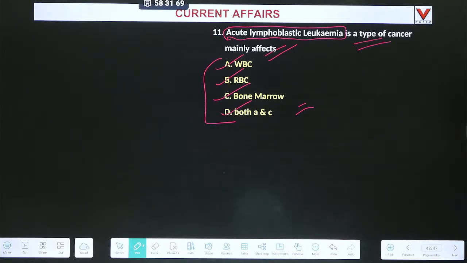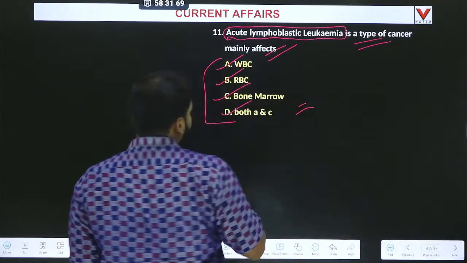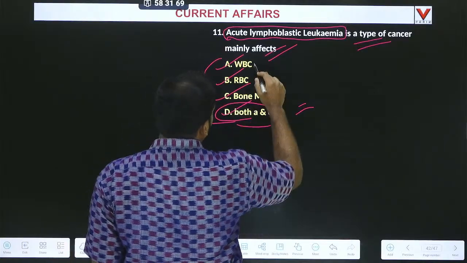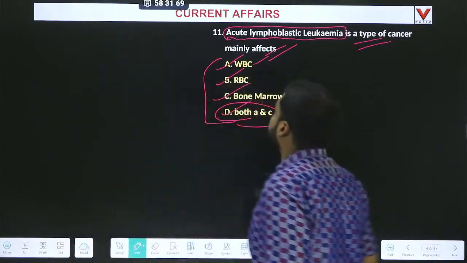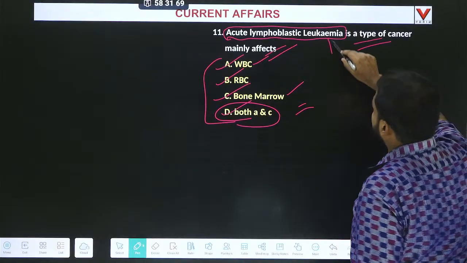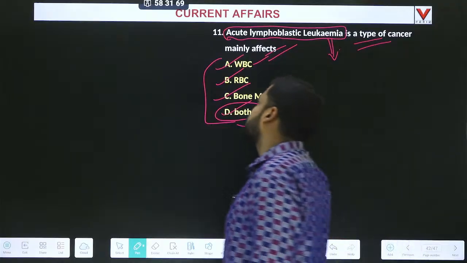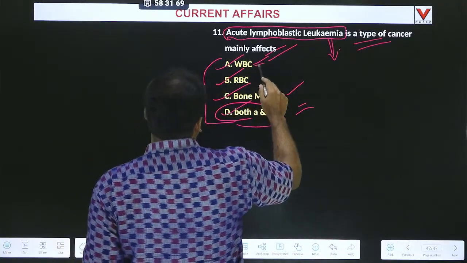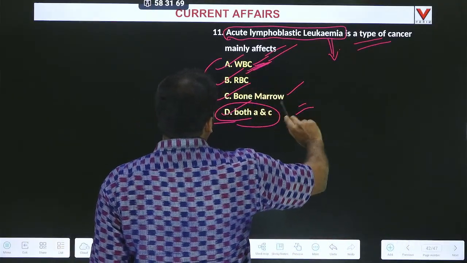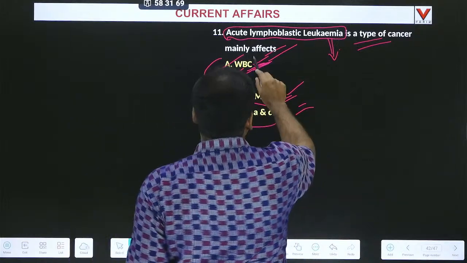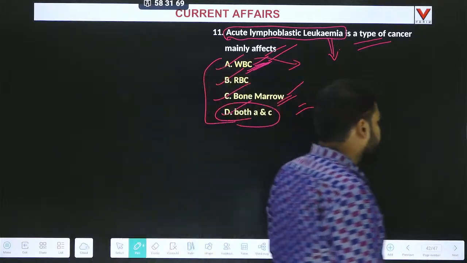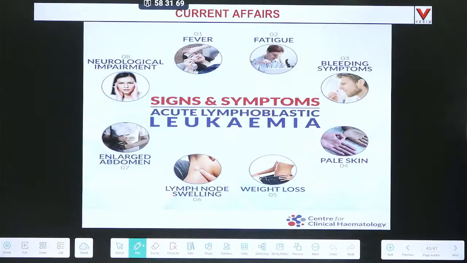Okay, shall we discuss? The right answer is both A and C, that is WBC and bone marrow. By the way, this is a pediatric disease. It affects mainly children, right? The cancer weakens your WBC and bone marrow. WBC is related to what? Your immune system, right?